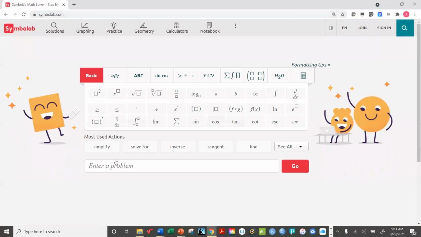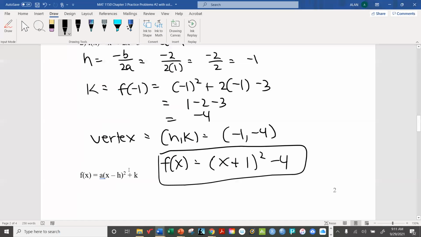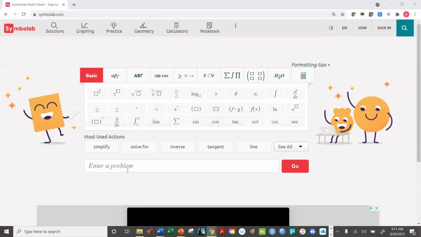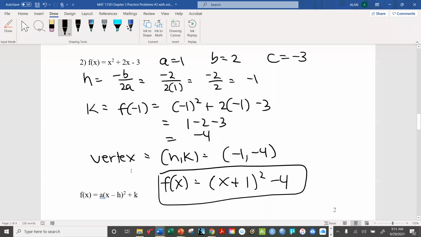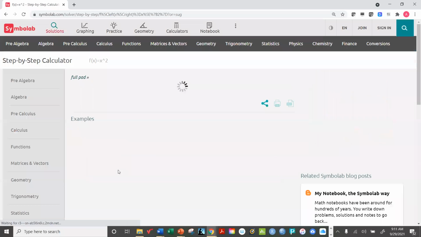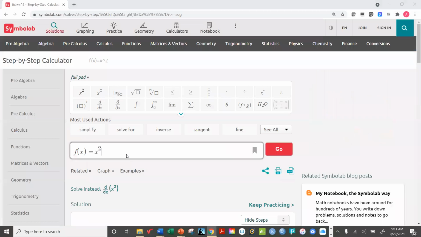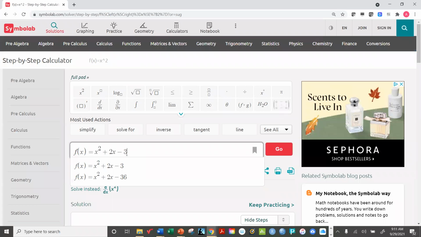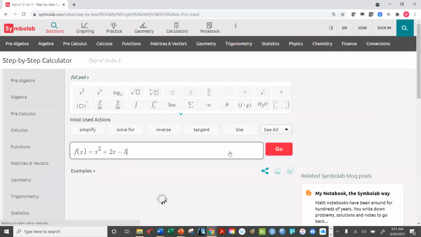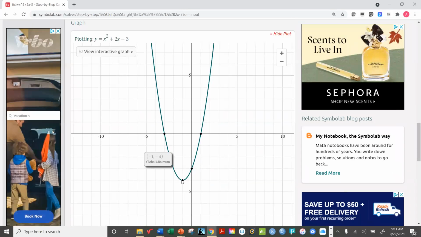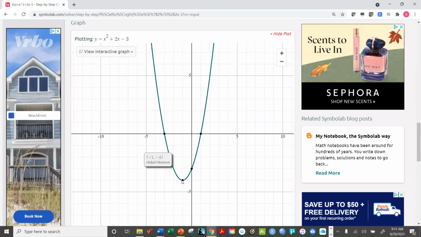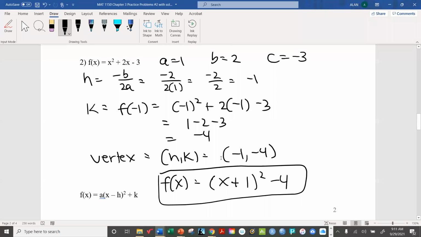I like Symbolab just because graphing is hard. It's an art, and it can take a while to visualize what these things look like. So, plus 2x minus 3. Why don't we just use Symbolab? And so the vertex is -1, -4. How do you like that? That's exactly what we found.